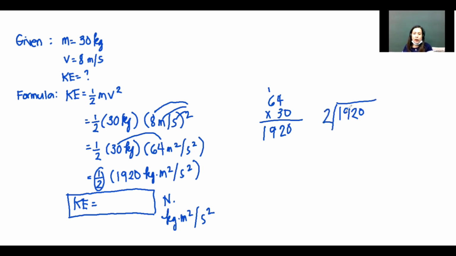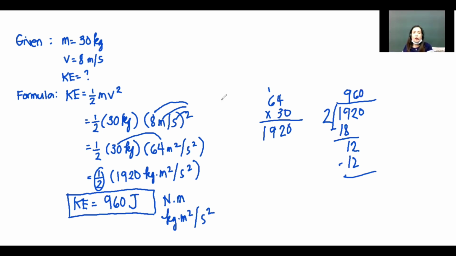So 19 divided by 2 is 9. 9 times 2 is 18. 19 minus 18 is 1. Bring down 2. 12 divided by 2 is 6. And there's still a remaining 0, so you can copy the 0 here. And the final answer is 960 joule. You can also use Newton meter or kilogram meter square per second square.